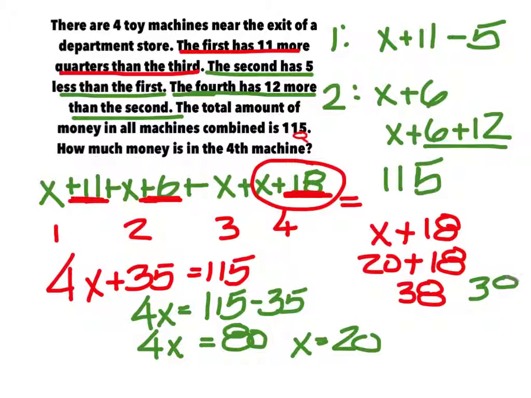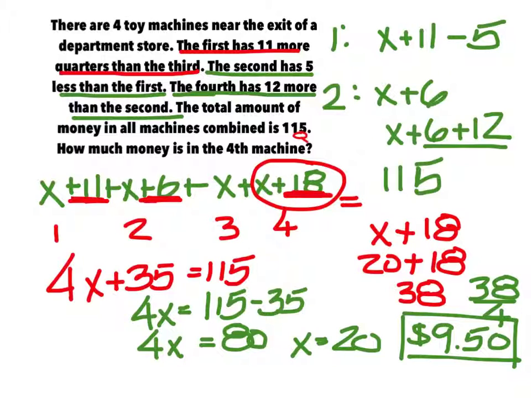If I divide 38 by 4, because there's 4 quarters in a dollar, 38 divided by 4 is how much? $9.50 is how you would have to write your answer. So we set up our equation. We solved for X, which is 20, but that represents the third machine. We put that 20 into the expression for the fourth one to find 38 quarters and divide it by 4 to come up with $9.50.